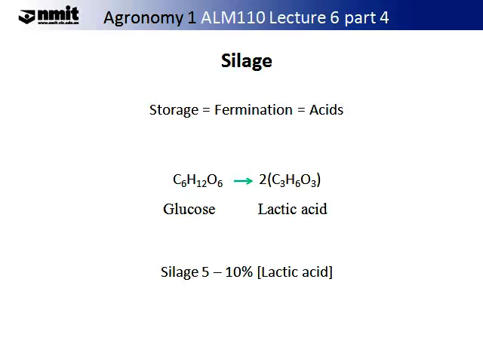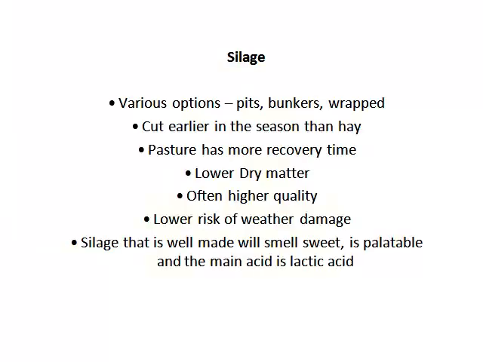In silage, when it is stored, it undergoes a fermentation process. This fermentation is converting sugars such as glucose into acids such as lactic acid. The concentration of lactic acid in a silo typically ranges from 5 to 10%. It is the lactic acid which enables a low pH environment. This inhibits the growth of fungi, bacteria and yeast in the foliage. It permanently maintains the foliage. There are various options for storage. There are pits, bunkers, and you can wrap the silage.